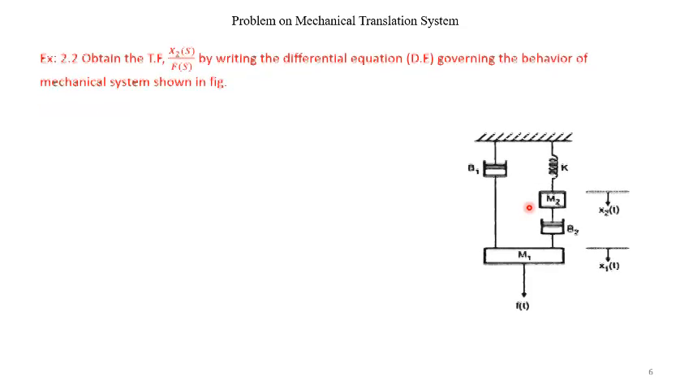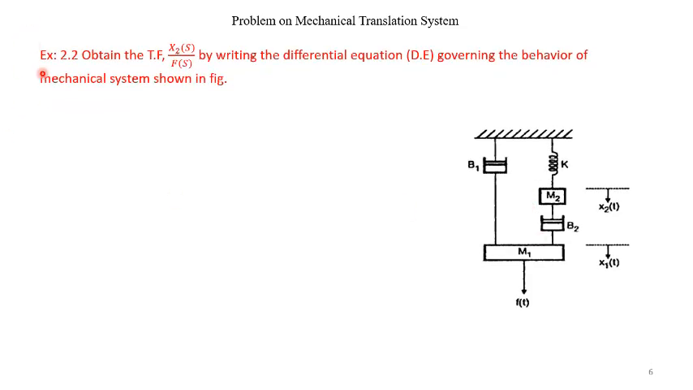Okay, let's begin a problem on a mechanical translation system. The second problem: obtain a transfer function X2 of s by F of s by writing the differential equation governing the behavior of the mechanical system shown in the figure. This is the mechanical system. Here we have the applied force f of t for mass 1 and displacement x1 of t for mass 1, and we have another mass 2 and a displacement x2 of t.